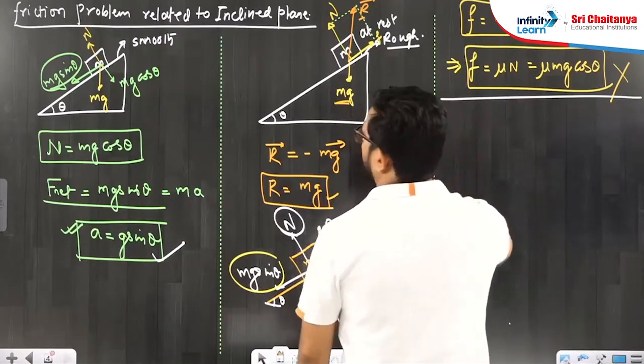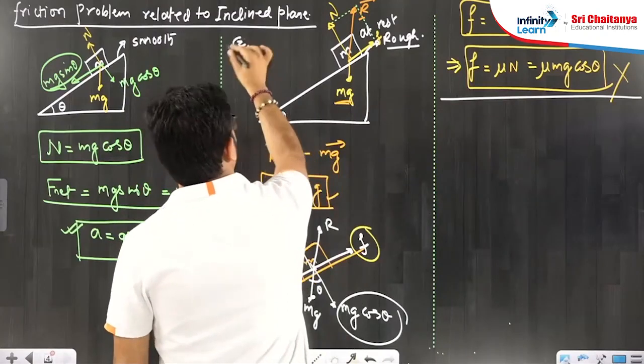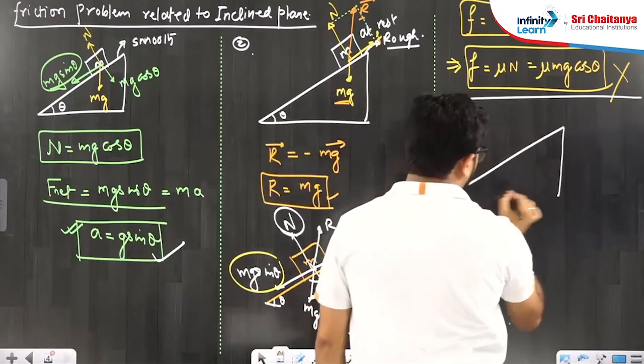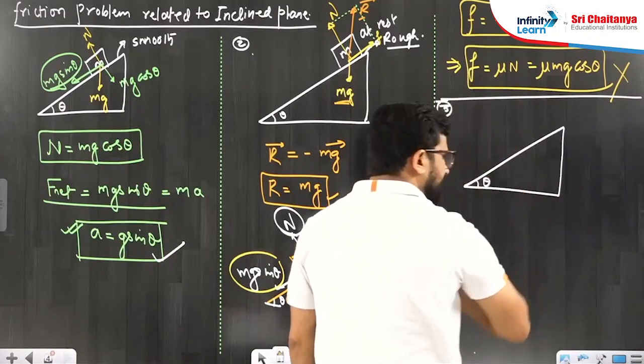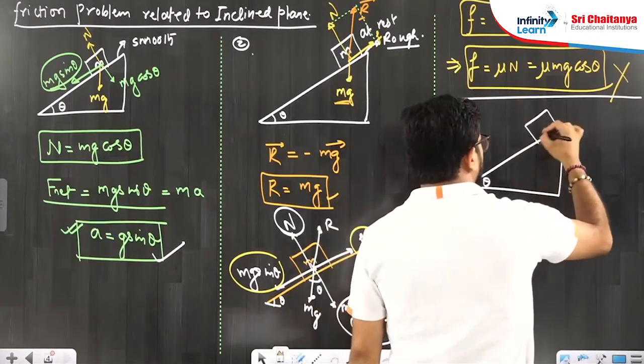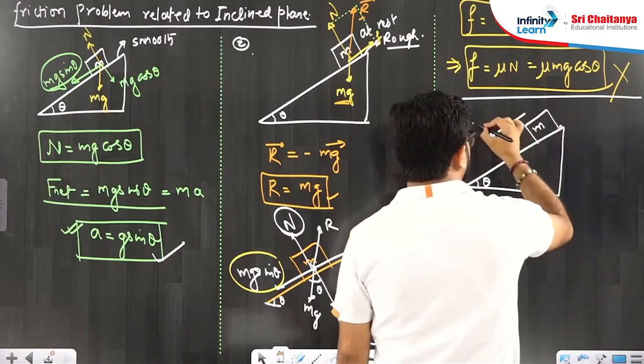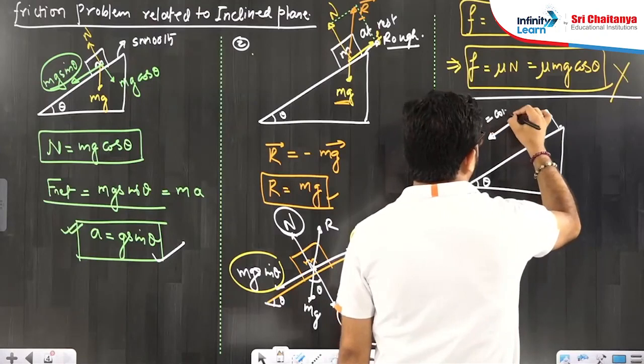Next example, this is example 2. I am writing it. This is example 3. Suppose this inclined plane again. I am putting it. This angle is theta. This block, if I say this mass is m, and if I say it is moving with the constant velocity, v equal to constant.